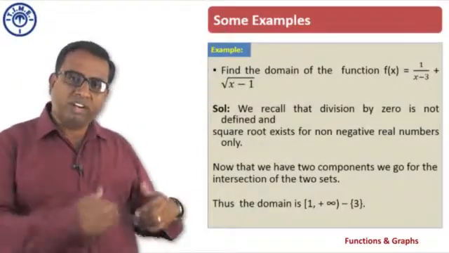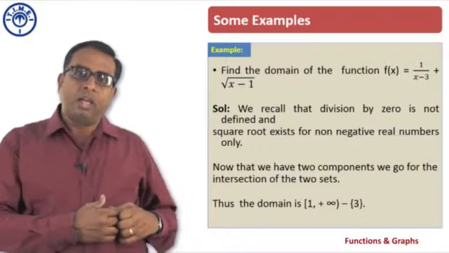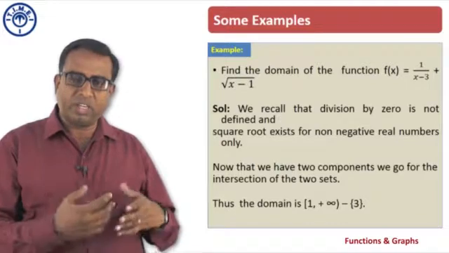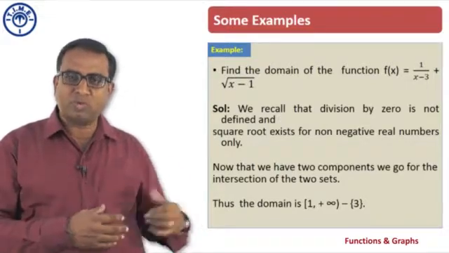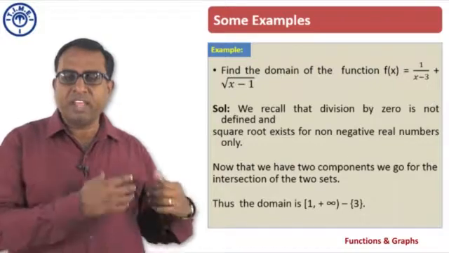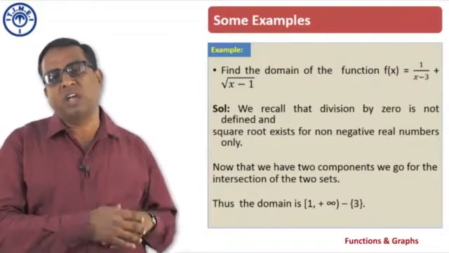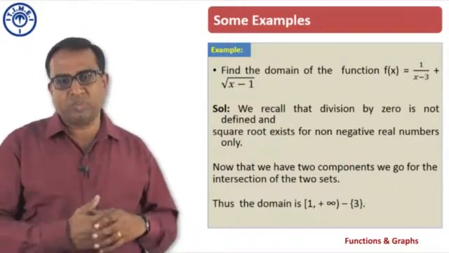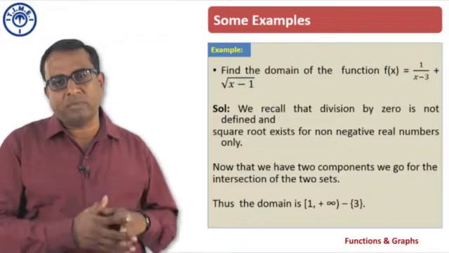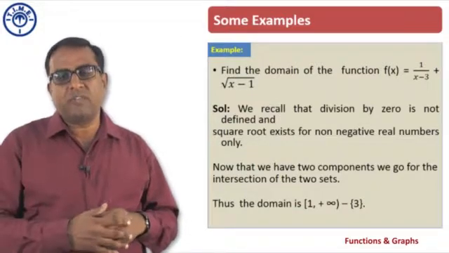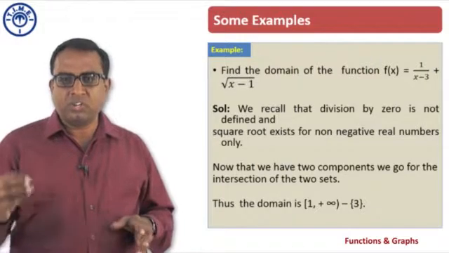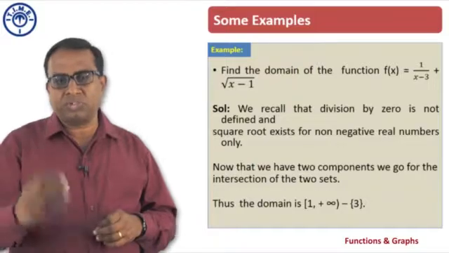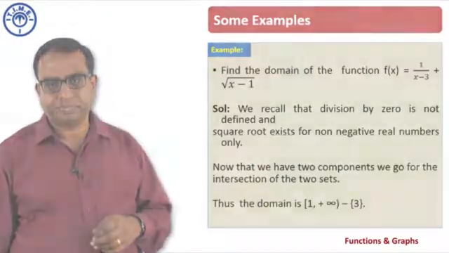So let us look at the third example. Here you have a combination: 1 by x minus 3 as well as root x minus 1. As we mentioned, both the components should work. This 1 by x minus 3 would work for any number except 3, whereas root x minus 1 would work only from 1 onwards. So basically we have to take the intersection of these two. The intersection is all real numbers from 1 onwards, and 3 is also included in that. So all real numbers from 1 onwards with an exception of 3 is the domain of this function.